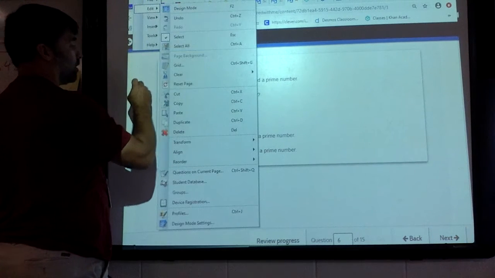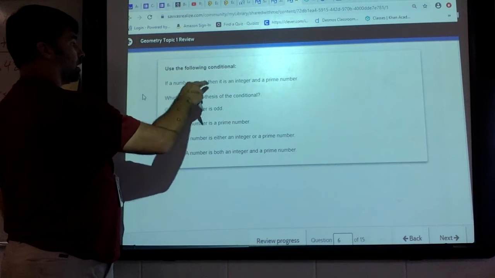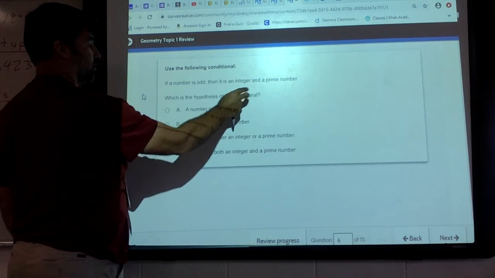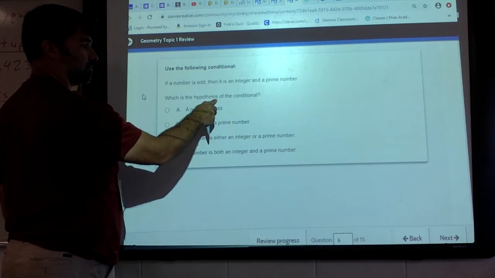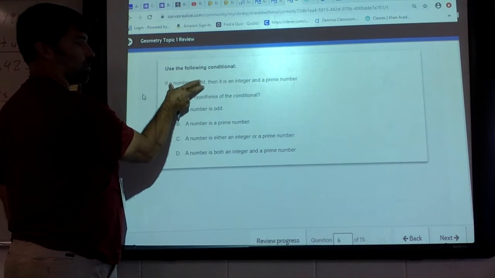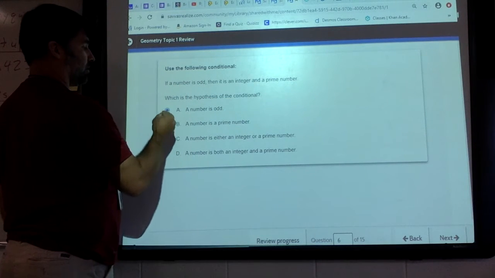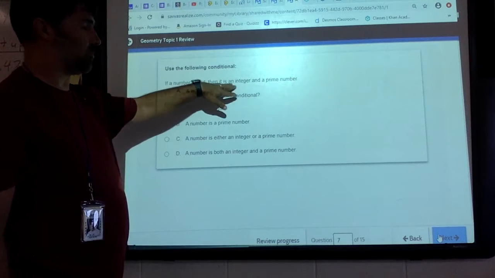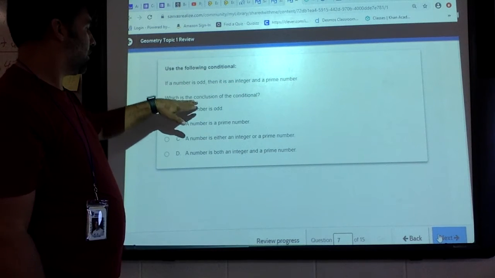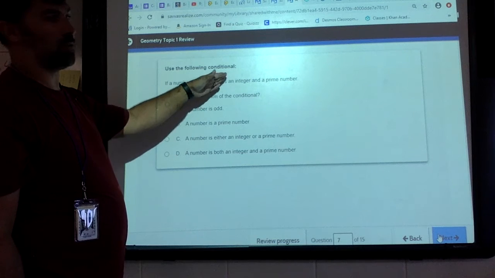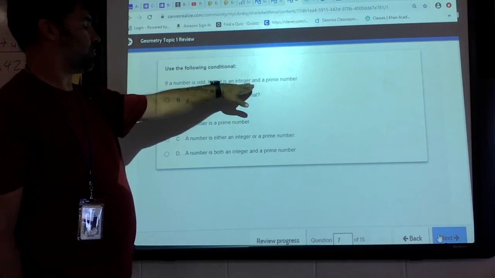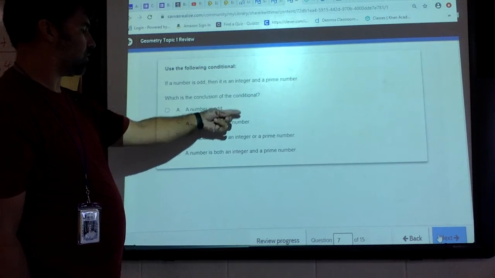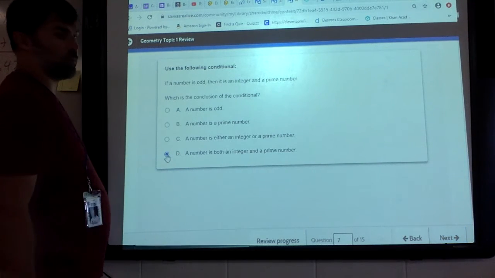Again, we did talk about conditional. Conditional statements are if-then. The if part is the hypothesis. The then part is the conclusion. So this question asks for what is the hypothesis of the conditional statement. It's just what goes with the if. So in this case, a number is odd. Next question, same conditional statement, but then it asks for the conclusion. Well, the conclusion is the part after the then. So it is an integer and a prime number. So this says a number is either, that's not what and means. And means both. So this is both integer and prime number.